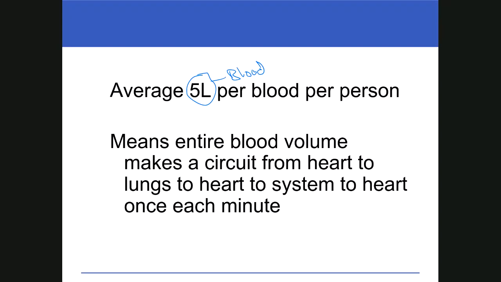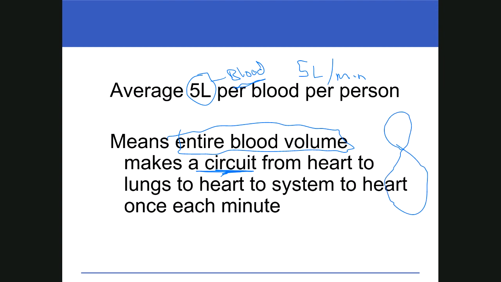What that means then is if I'm pumping 5 liters per minute as a cardiac output, that means that every single drop of blood, the entire blood volume, is making the complete circuit. It's going from the heart to the lungs, back to the heart, out to your tissues, back to the heart. Every single minute. And that is at rest.